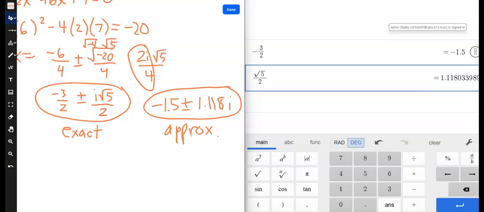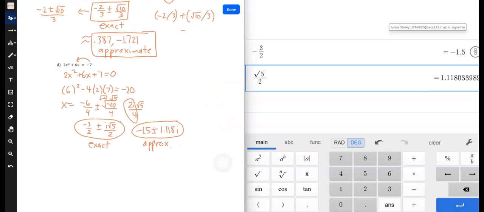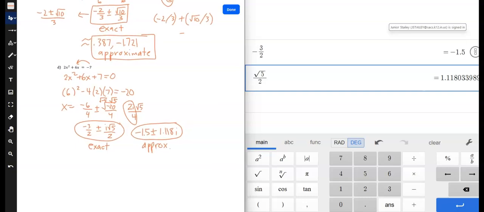I don't think I would ask for approximate on that. Yeah, it makes more sense when it's a real number and you are trying to figure out where it crosses the x-axis. But since this one doesn't cross the x-axis, it really doesn't make a whole lot of sense to me. All right, let's see what's left.